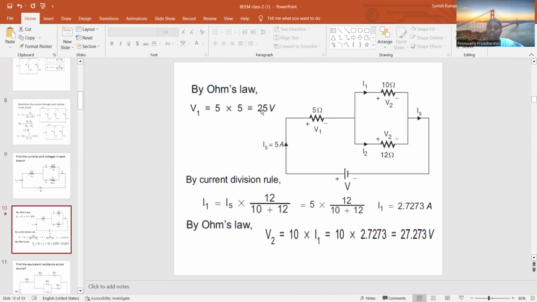So here, by using Ohm's law, V is 25 volt and I is equal to total current into opposite resistance divided by the summation of the two resistances. That is 5 into 12 by 10 plus 12. So 10 plus 12 is 22. If I substitute with the 22, the answer is 2.7273 amps. If this is multiplied with this 10, the answer is 27.273 volt.